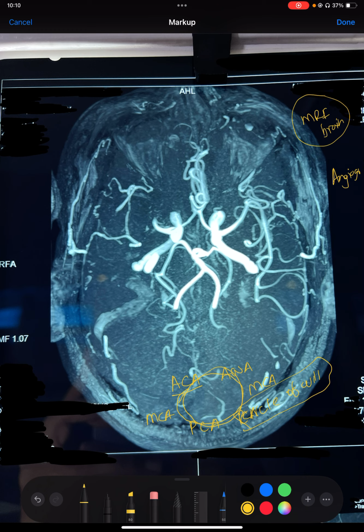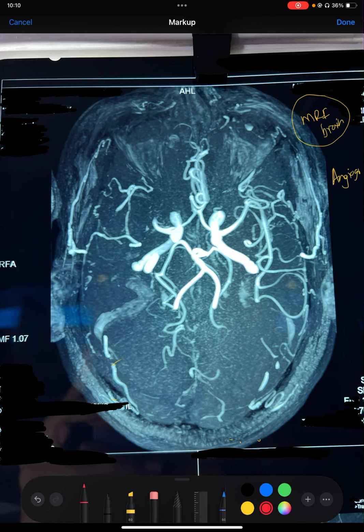Now, the anterior cerebral artery and middle cerebral artery are branches of the internal carotid artery, which is the largest artery that supplies the brain, whereas the posterior cerebral artery is a branch of the basilar artery, which in fact is formed by the joining of two vertebral arteries. Now, it's very simple, it's very easy to understand.